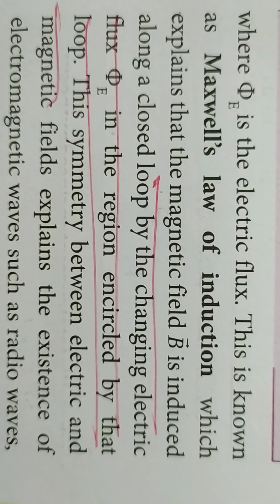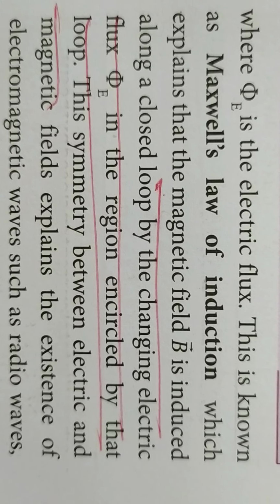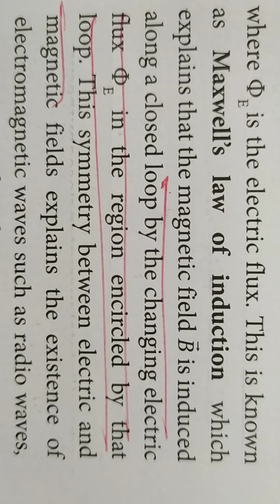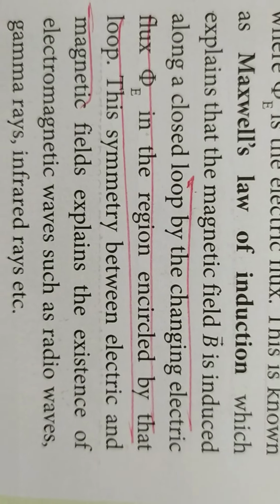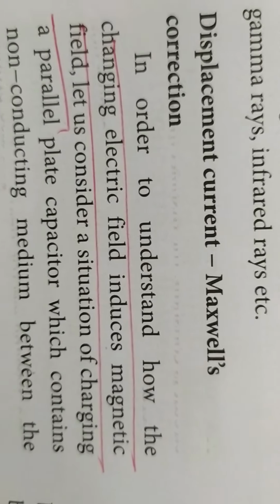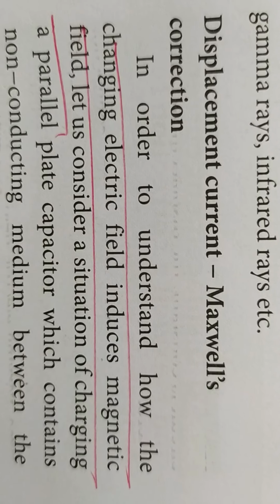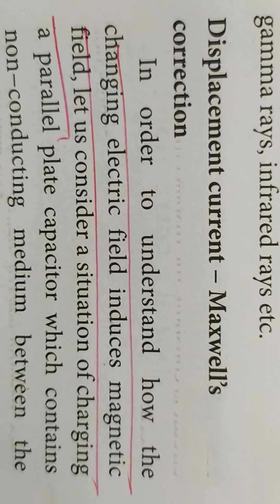This follows the symmetry consideration. The magnetic field is induced along a closed loop by changing electric flux in the region encircled by that loop. This is a very important point in this part. Next we are going to understand about displacement current, that is Maxwell's correction.